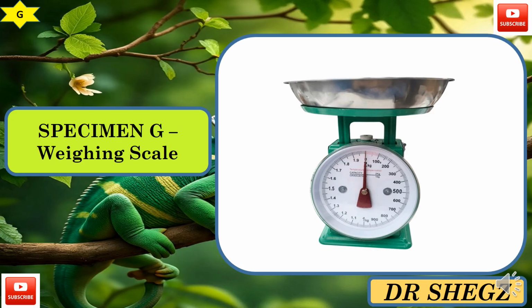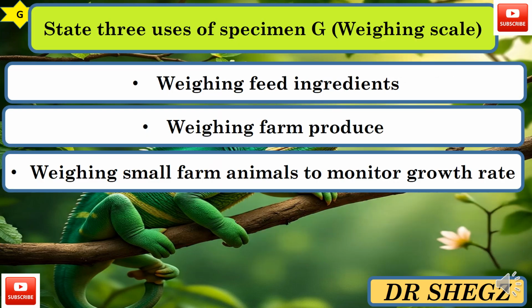Specimen G is the weighing scale. Now, when most of us see this, first thing we see is turkey or chicken for Christmas. But now I want to discuss how to use it agriculturally. 3 uses of specimen G, the weighing scale. There are feed ingredients. We want to weigh them to give to the animals. You weigh it in the weighing scale.